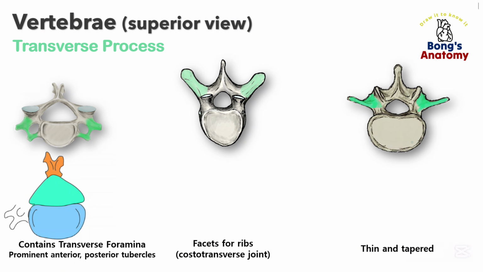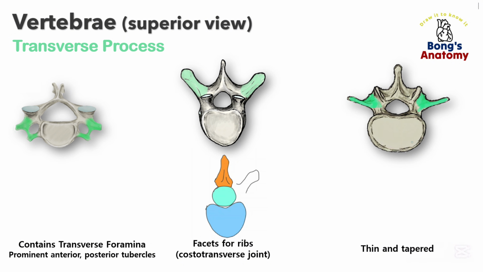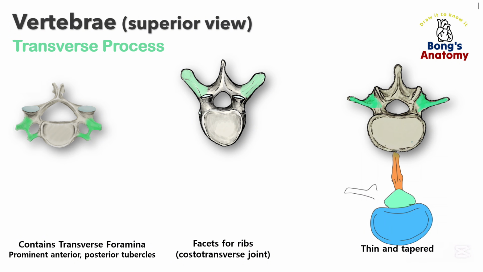Next, the transverse process. In cervical vertebrae, the transverse process features prominent anterior and posterior tubercles and transverse foramina. The transverse foramina are unique to the cervical region, allowing passage for the vertebral artery and vein. Thoracic vertebrae have articular facets on their transverse processes for rib attachment, forming costovertebral and costotransverse joints. Lumbar vertebrae have simpler but sturdier transverse processes, which serve as robust attachment sites for muscles and ligaments.